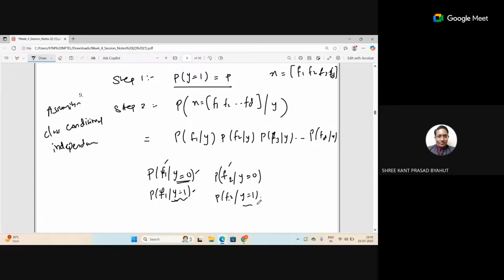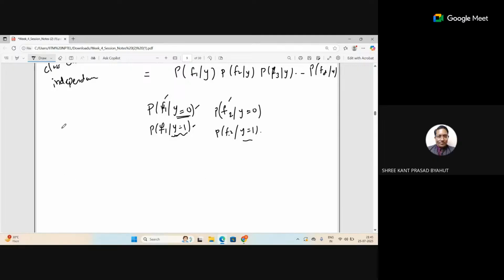See, the simple thing is, let's say I'm saying that f1 given y is independent of f2 given y. And this is a class, right? y equal to 0 is one class and y equal to 1 is one class. So for this class, these features are independent. Based on the class, it is independent, that is why it is class conditional independence.